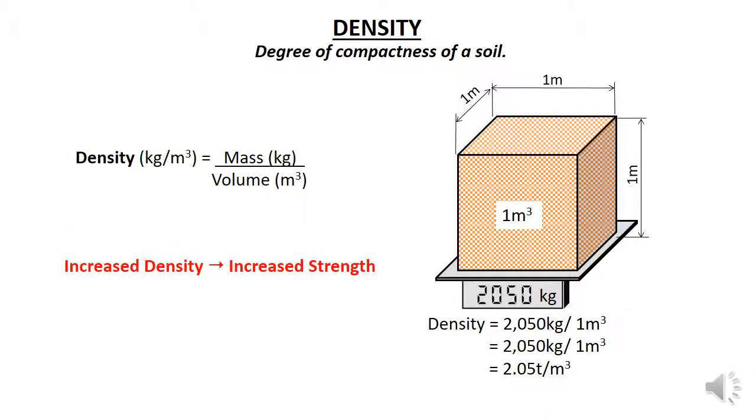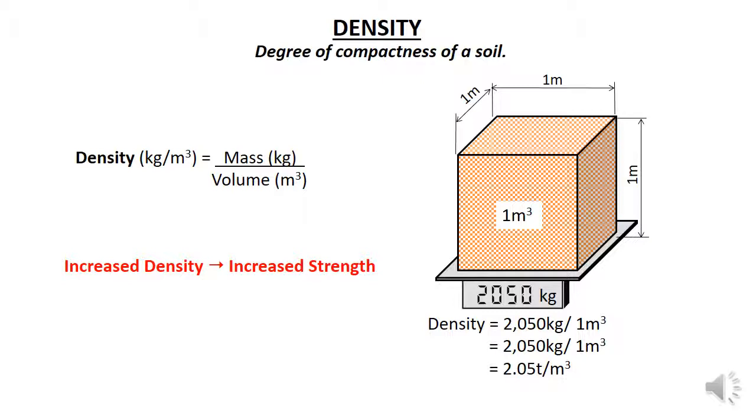Density is the degree of compactness of a soil. It is measured by the mass of a soil sample divided by its volume. Therefore, the density of a soil is usually measured as kilograms per cubic meter or tons per cubic meter. This slide shows a 1 cubic meter sample of soil which is being weighed. The sample weighs 2,050 kilograms, which means that the density of the soil is 2,050 kilograms per cubic meter.